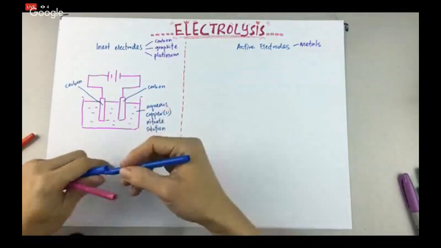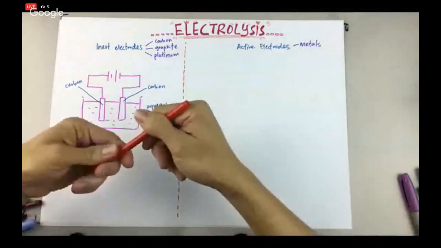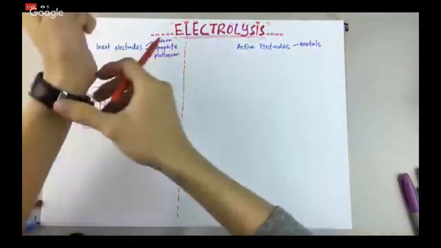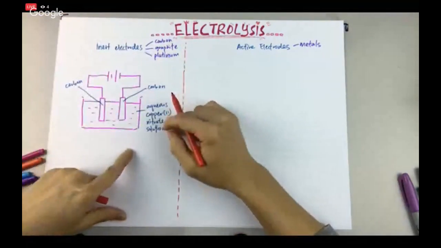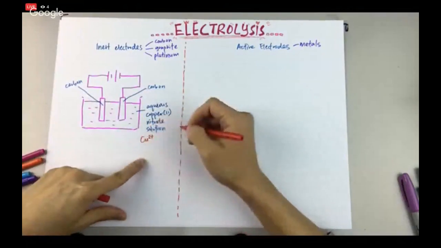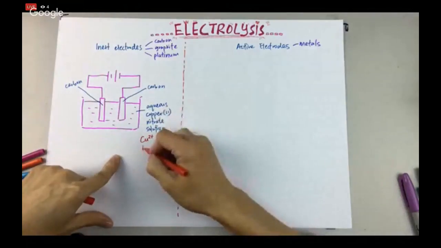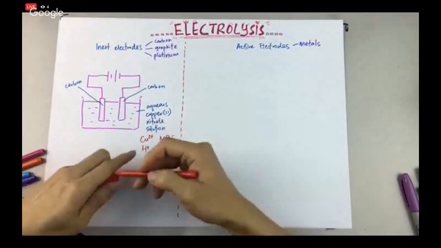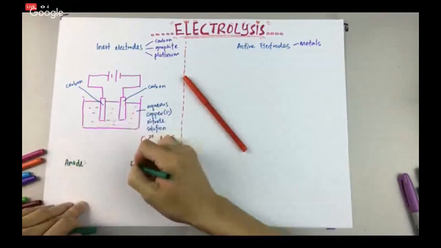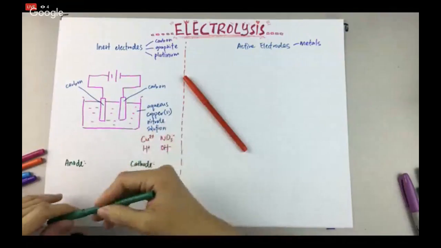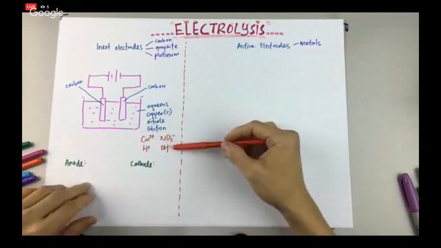In this case we have aqueous copper(II) nitrate. What are the ions present? Copper(II) means Cu2+, nitrate is NO3-. Aqueous means it also contains hydrogen and hydroxide ions. Now comes the half equation at the anode and cathode. The anode attracts negatively charged ions, so you attract nitrate ions and hydroxide ions. Which one will get discharged? For inert electrodes and normal aqueous solutions, ions get discharged based on their position in the reactivity series.